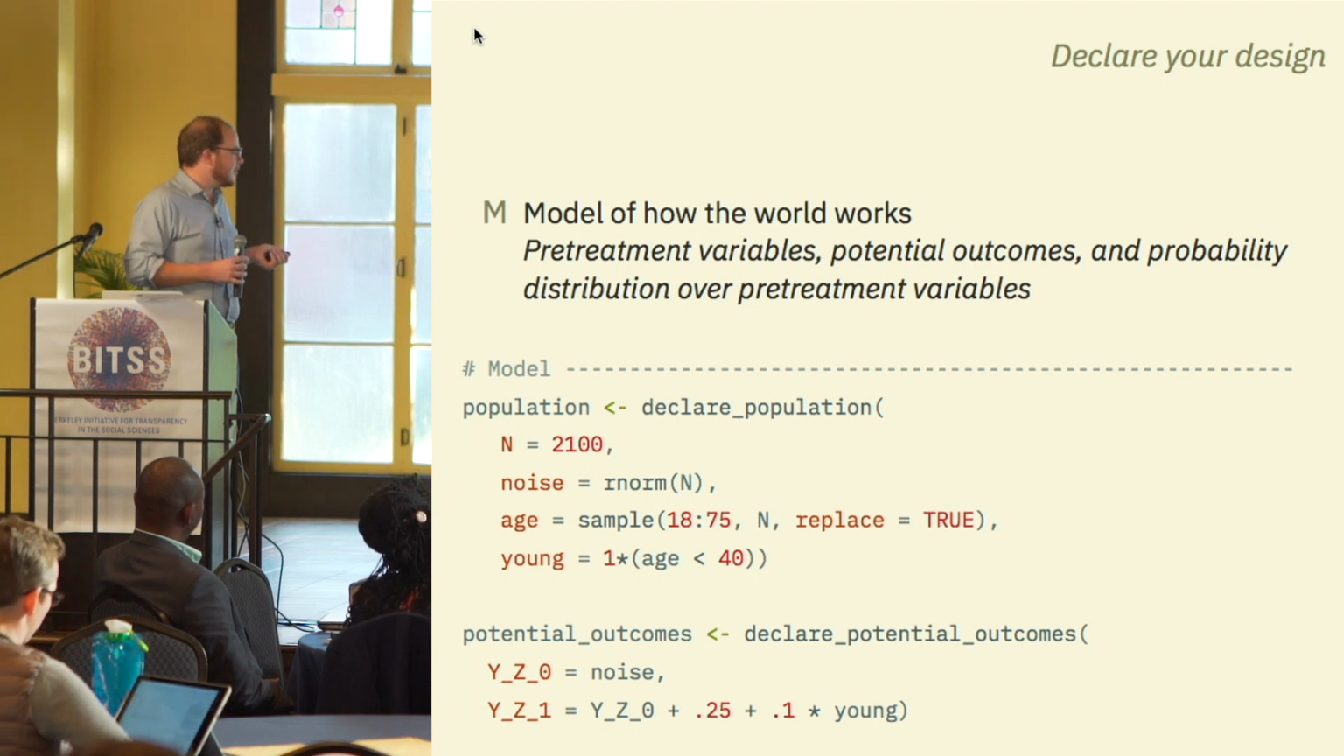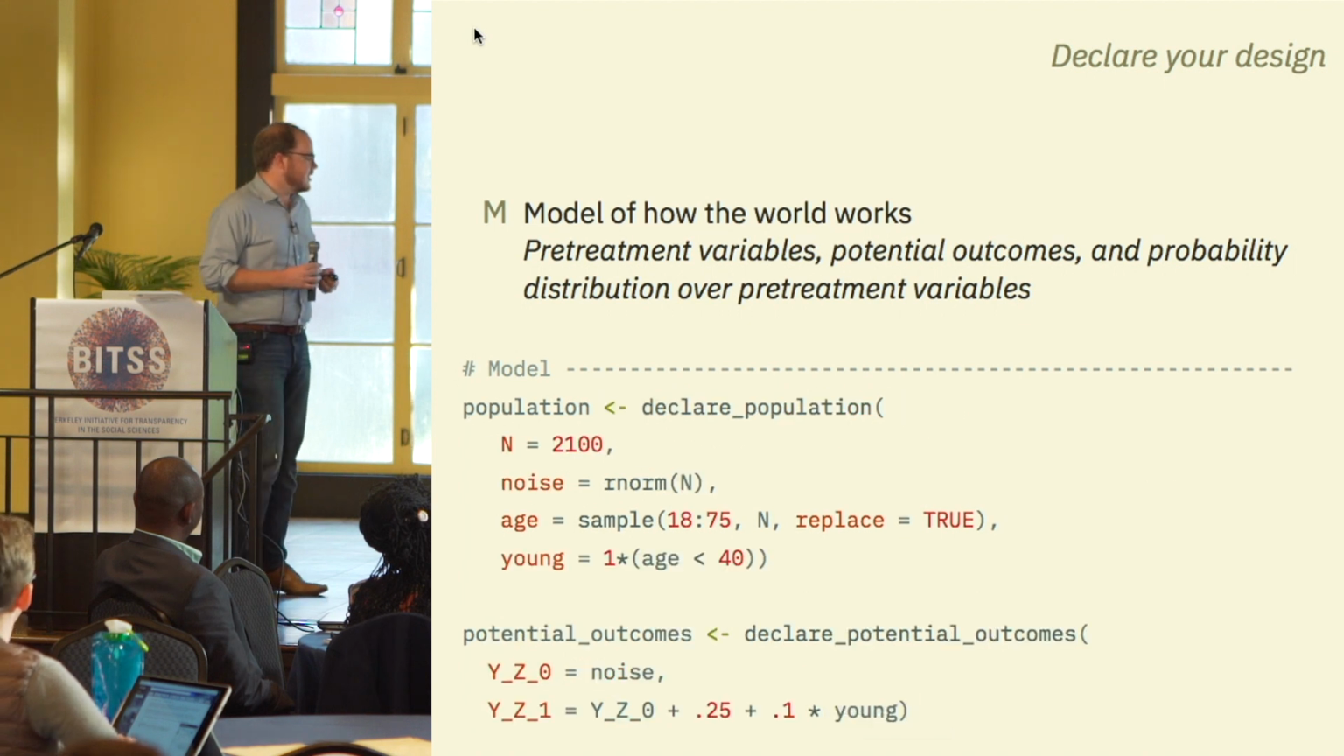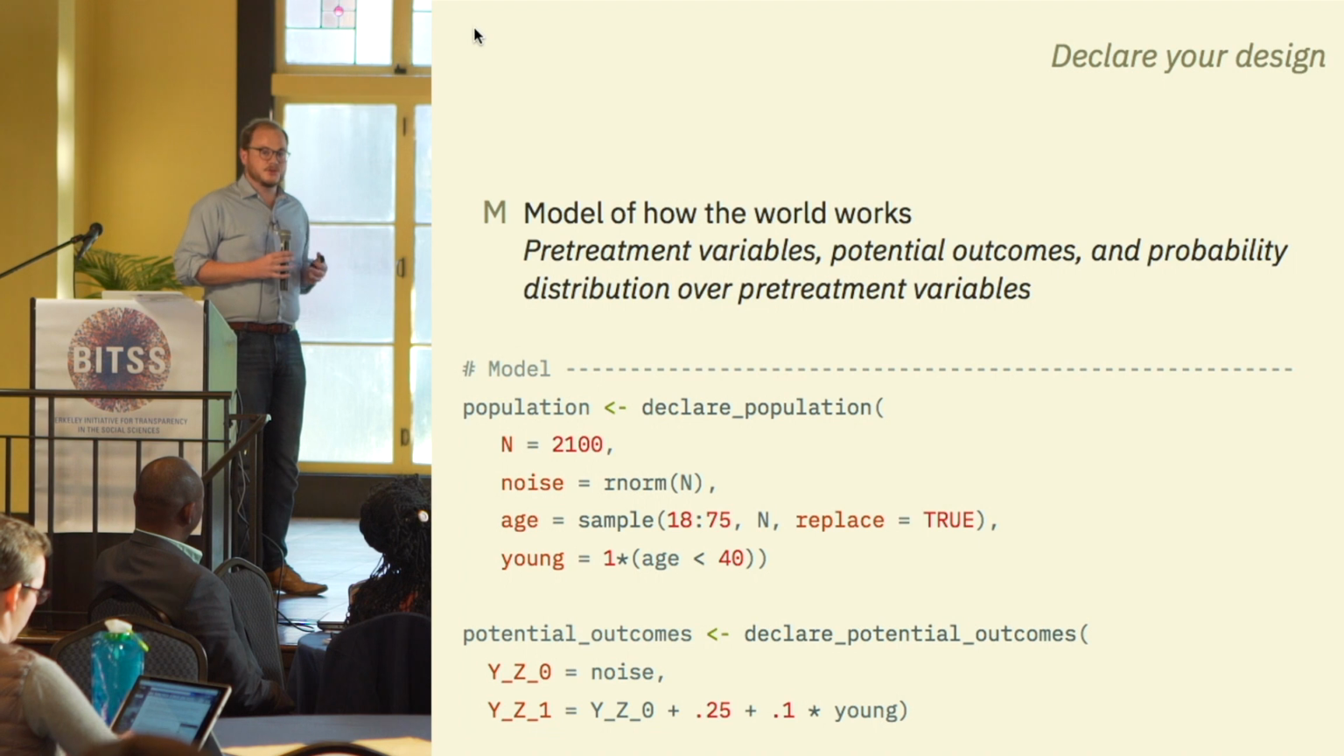So we have a noise parameter. We're going to collect data on the age from 18 to 75, and then we're going to code a variable that indicates whether you're under 40 or not. We then define, secondly, the potential outcomes under this treatment. So we're going to assign a treatment to some people, and your potential outcomes under the treatment is going to be the same as under control, but you're going to have a 0.25 standard deviation treatment effect, and there's going to be an additional bump from the treatment if you are young. So you'll have an additional 0.1 treatment effect.